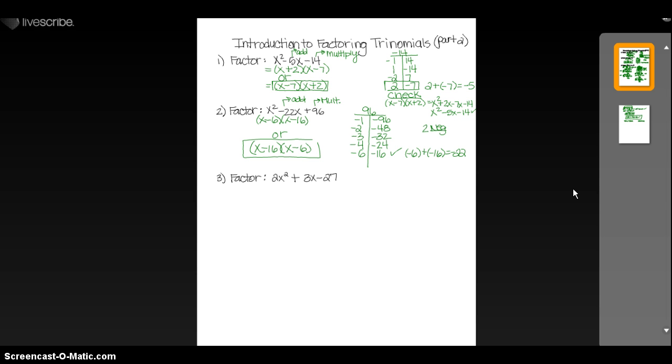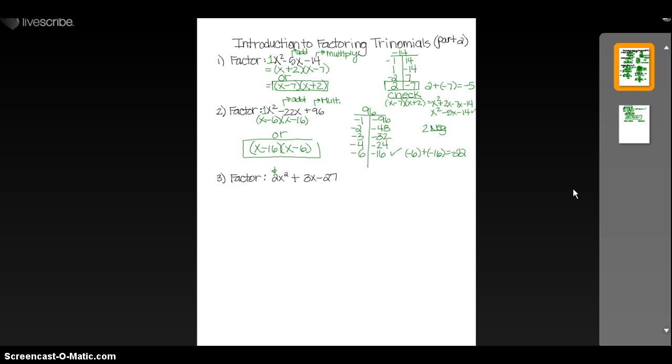All right, let's look at this next one, number 3. This is 2x squared plus 3x minus 27. Do you see something a little bit different here? Hopefully you're recognizing that in the first two examples, our leading coefficient was 1. But now our leading coefficient is 2. That kind of changes things. What it means is we have a little bit of a different method for going ahead and factoring this.